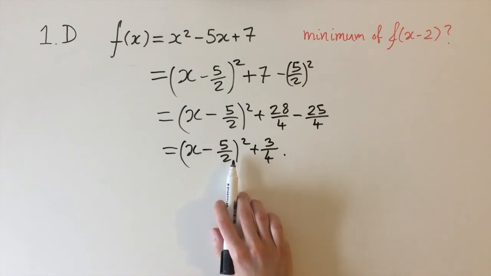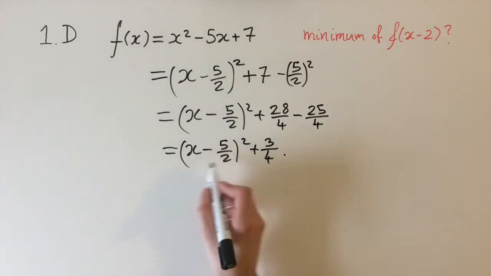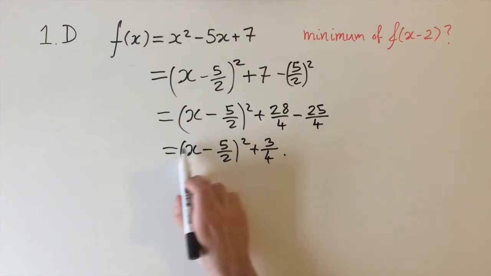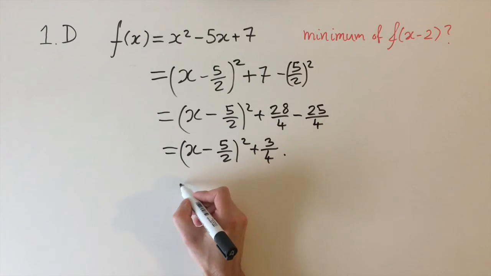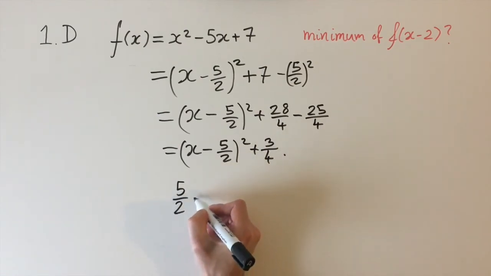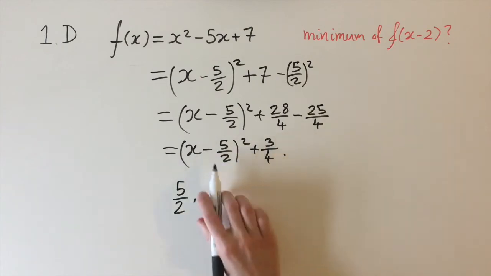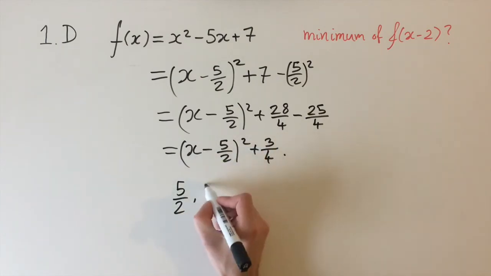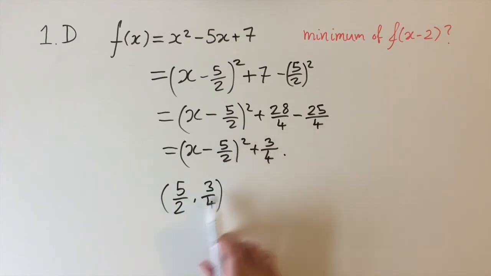So now we have this function in the completed the square form. We can just read off what the coordinates of the minimum are going to be. That's going to be the value of x where this bracket is equal to 0, which we can clearly see is just 5 over 2. So that's the x coordinate. And then we need the value where this is minimized, which is just the constant, 3 over 4. So this is the minimum. Let me just explain why this is true.